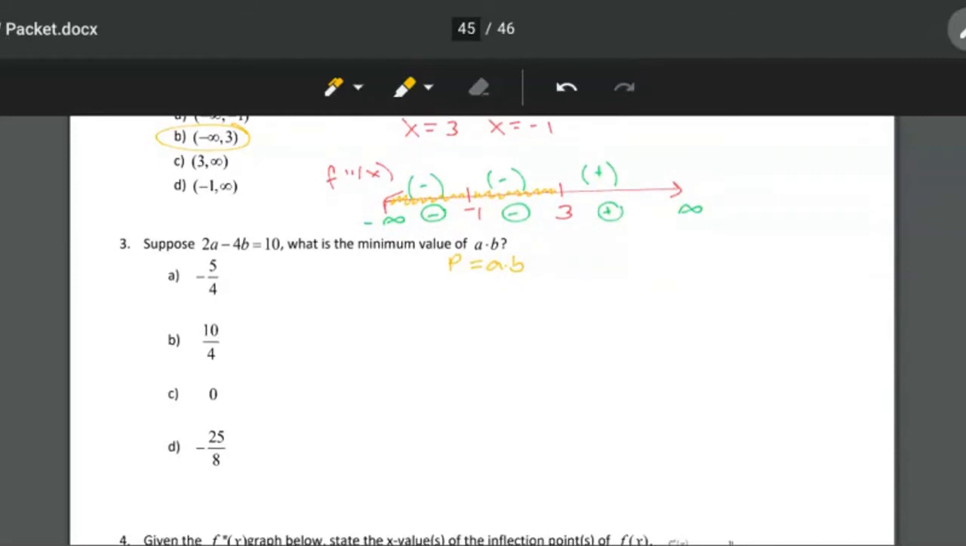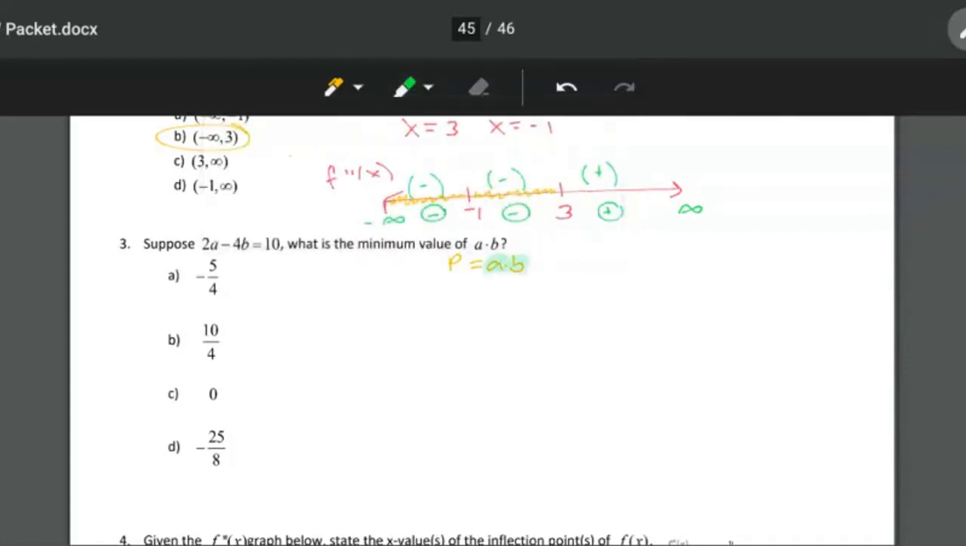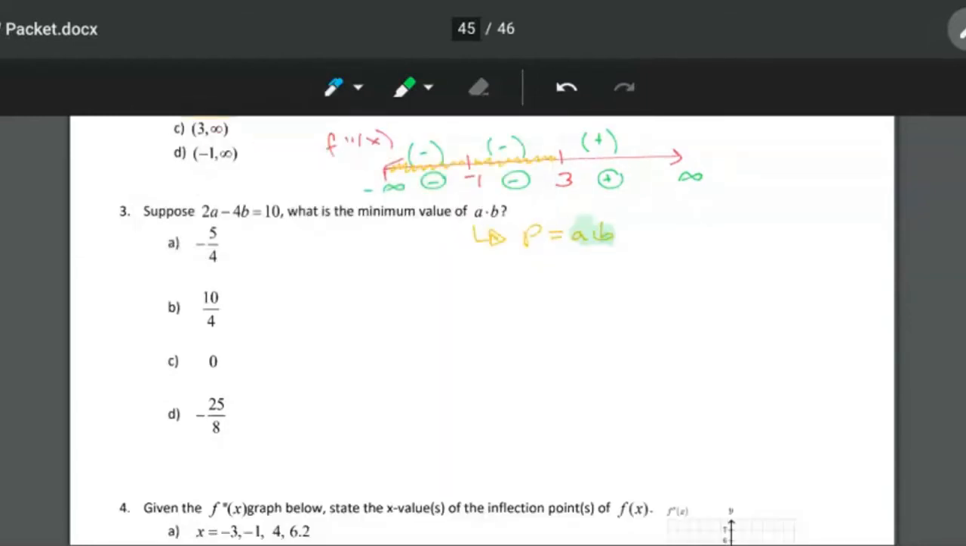It's just sometimes easier. So if we're trying to find the minimum value of p, we're going to take the derivative of p. We don't want to take the derivative yet because we have two variables on the right side. We've got the a and the b. So we want to rewrite it in terms of just one variable. Maybe this equation right here, 2a minus 4b equals 10. Let's solve it for b. We're going to substitute in for b so we can write p all in terms of a. So if we subtract 2a from both sides, then we can divide everything by -4.